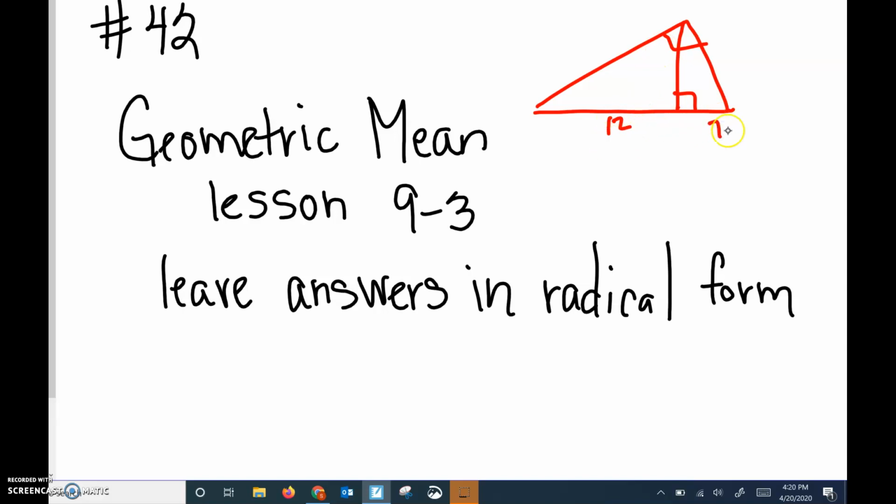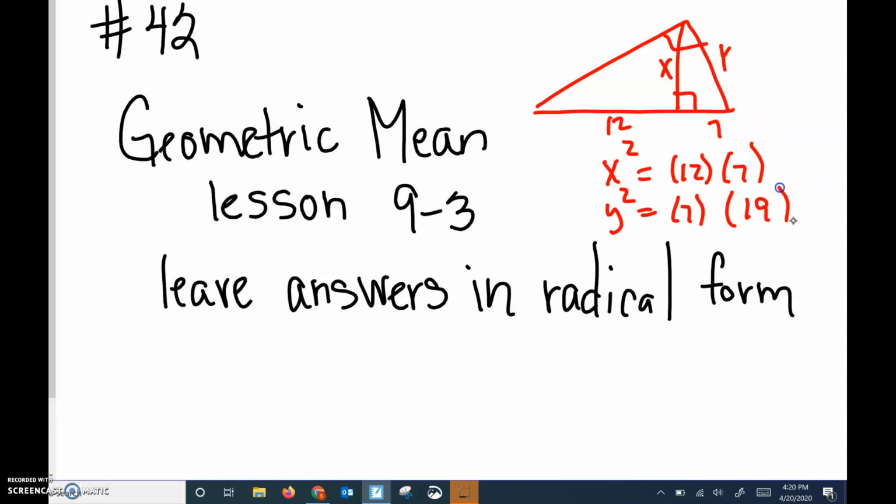But if you know that that's 12 and this is 7 and you're finding x, remember we did x squared equals 12 times 7. And then if you have to find this side over here, if you recall, it was y squared equals the part that's closest to it times the whole thing, which would be 19. And then you could do the same thing on the other side for finding out what w is. Well, that's my hint, and good luck with your homework for today. Again, this lesson was on inscribed angles and polygons.